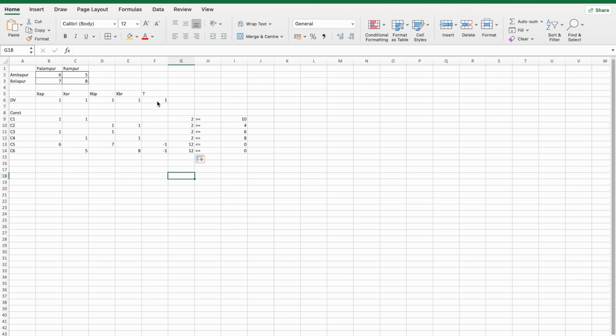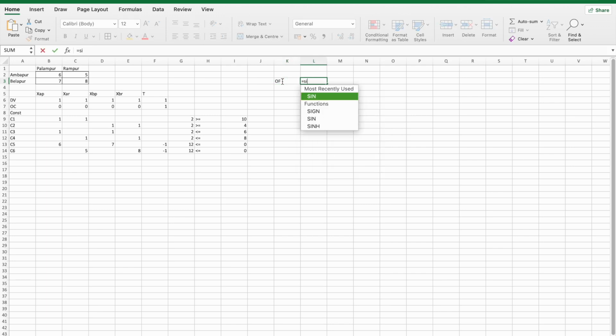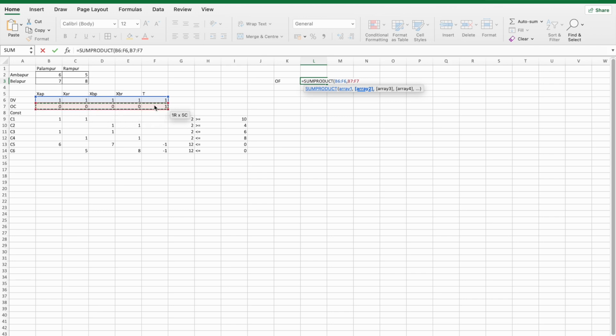We are concerned with t only. t was the maximum of the two expressions that we have, and then we have to minimize that. Even the objective function has objective coefficients as well. So regarding the objective coefficients, all others would have 0 coefficient and this will have 1. So simply the objective function would be the sum product of these decision variables with these objective coefficients.